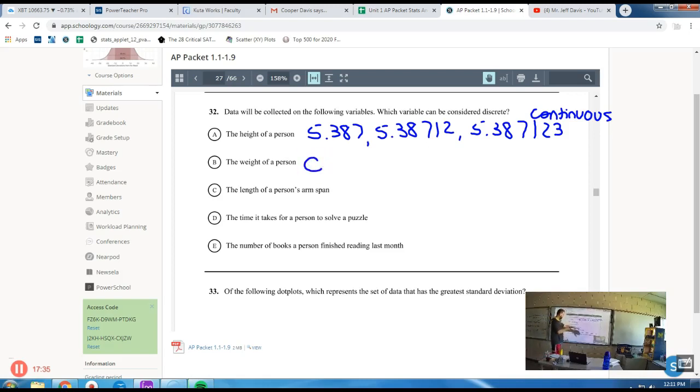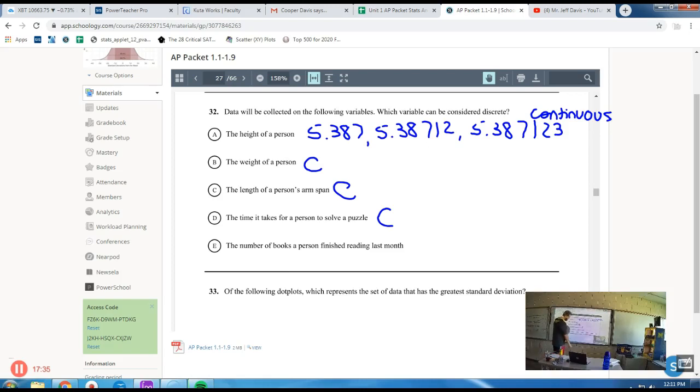The length of a person's arm span, it could be 2.7 inches, 2.78 inches, like that's continuous because you can get into decimals. Time it takes to solve a puzzle, again, 2.37 seconds. Well, that'd be pretty fast, I guess, but 60.15 seconds or something.